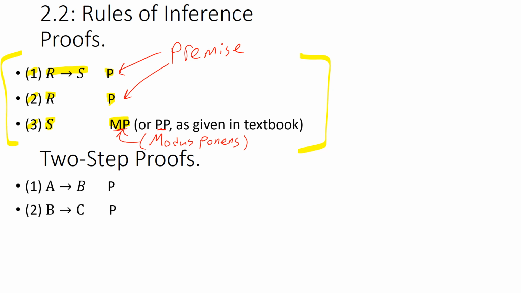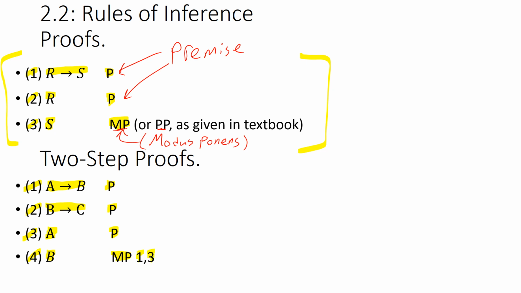So here's an example. Let's say we're given 3 sentences. These are our premises. So this is sentence 1, sentence 2, sentence 3. We have if A, then B. We have if B, then C, A. This is a premise, this is a premise, this is a premise. We can then derive sentence 4, B. And we have to justify this. This is modus ponens, and we use sentence 1 and sentence 3.